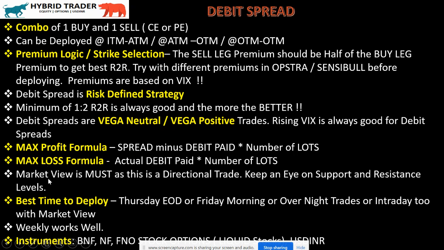Friends, whenever you go for a debit spread, you should act as an option buyer, so a market view is a must. We cannot deploy any trade without a market view, because this is a directional trade. Debit spreads are directional trades, not non-directional. So a market view is a must, and you have to always keep an eye on the support and resistance levels.